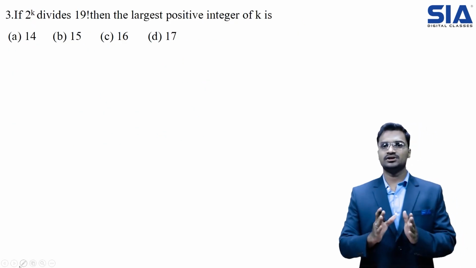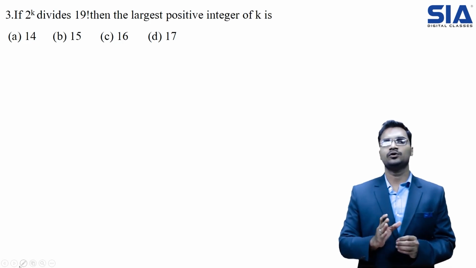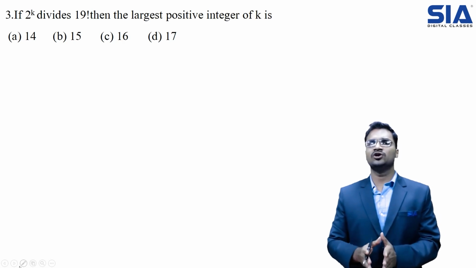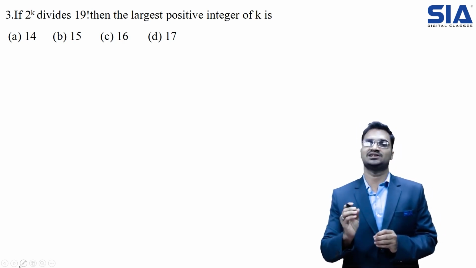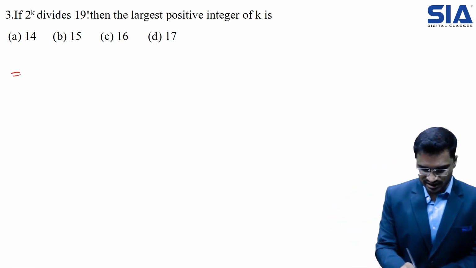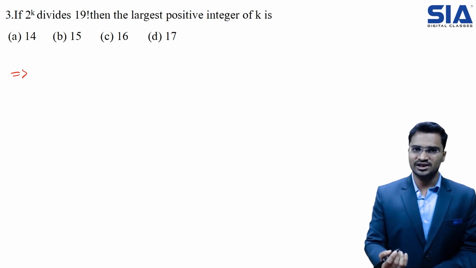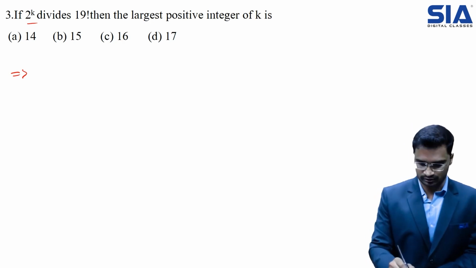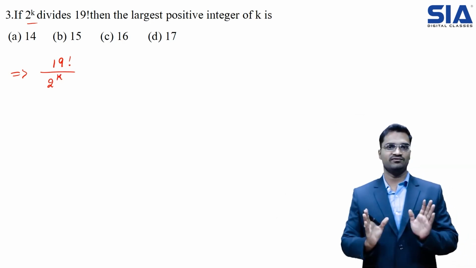Now, coming to the third question, it is a really good question. If 2 to the power of k divides 19 factorial, then find the largest positive integer k. Now we have to find k's largest value. What is he saying in this equation? He is saying that 2 to the power of k divides 19 factorial, which means 19 factorial divided by 2^k, where 2^k is completely dividing 19 factorial.